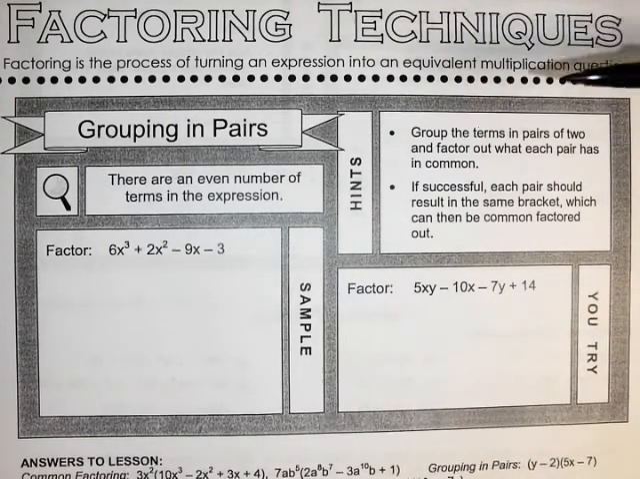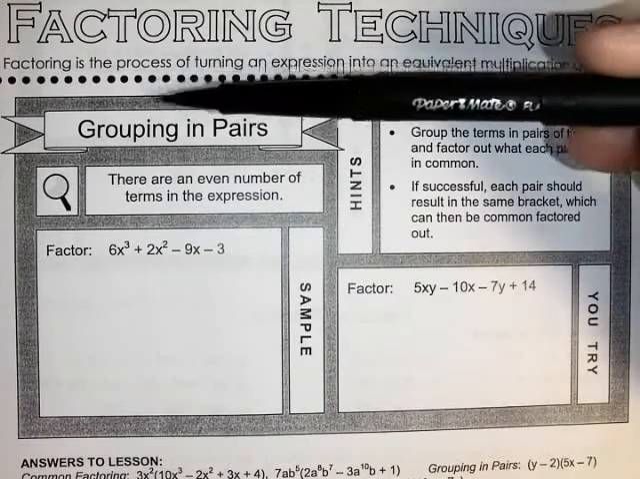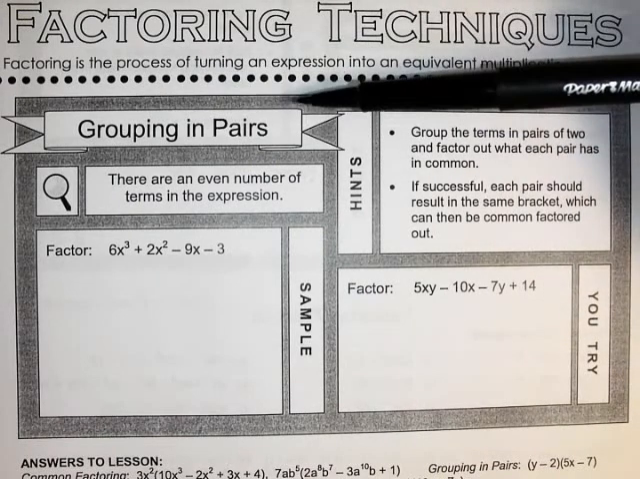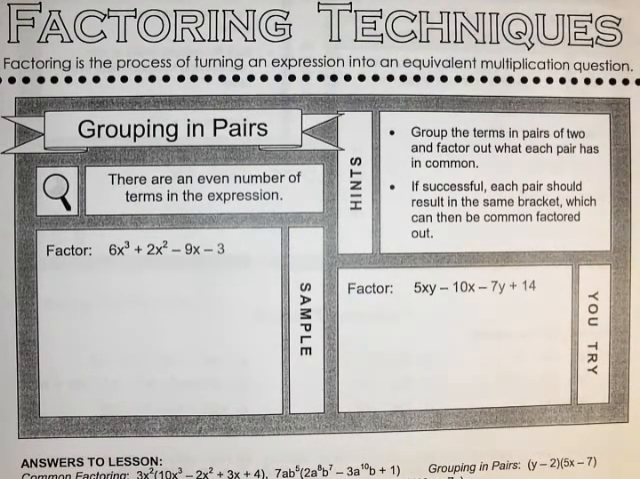Okay, in this lesson we're going to learn about factoring by grouping in pairs. Grouping in pairs is a strategy that we learned back in grade 10, and it's where you have a bunch of terms that don't all have one thing in common, but pairs of them do. Because we're looking at pairs of terms, that means two terms together, we need to have an even number of terms to be able to use this strategy.